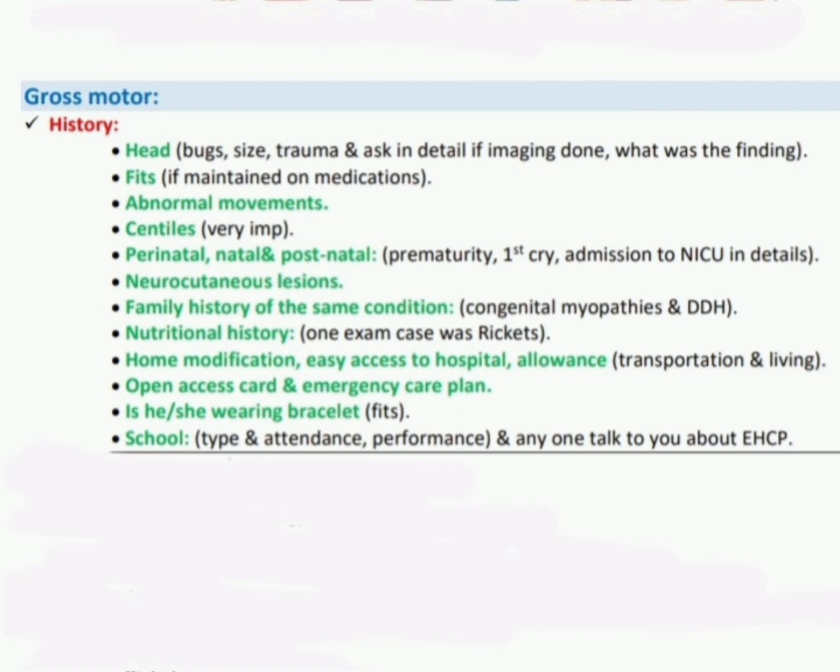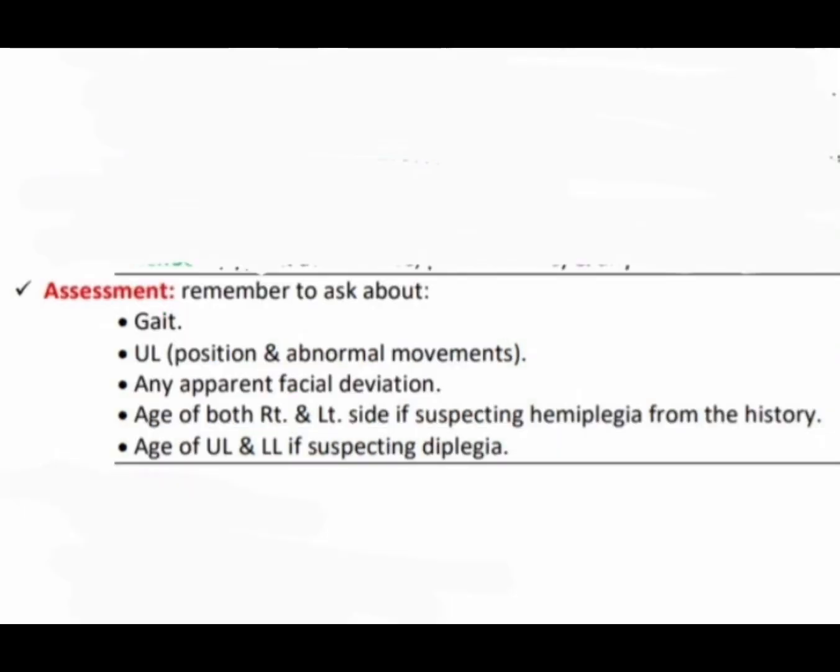Neurocutaneous lesions. Family history of the same conditions, congenital myopathies and DDH. Nutritional history we ask because one exam case was rickets. Rickets comes. And home modifications, easy access to hospital, allowance, transportation and living, open access card and emergency care plan. Is he or she wearing a bracelet for feeds, school, type and attendance, performance, and has anyone talked to you about EHCP.